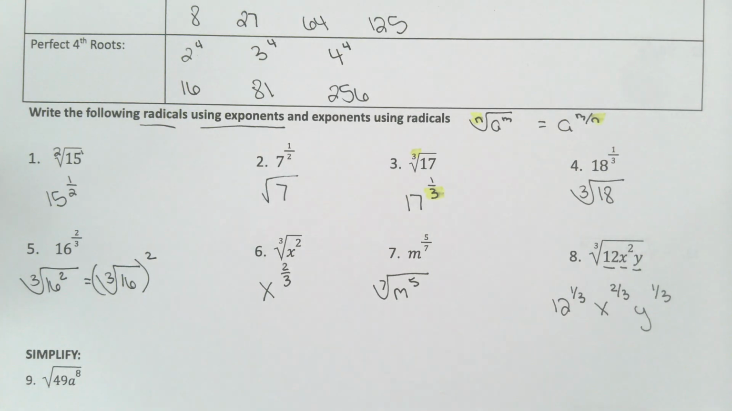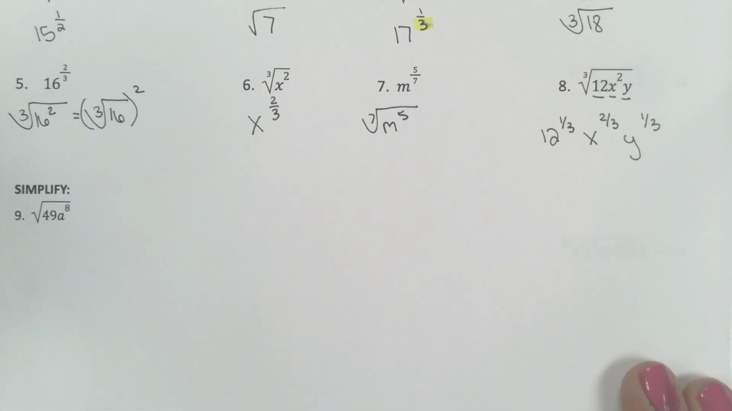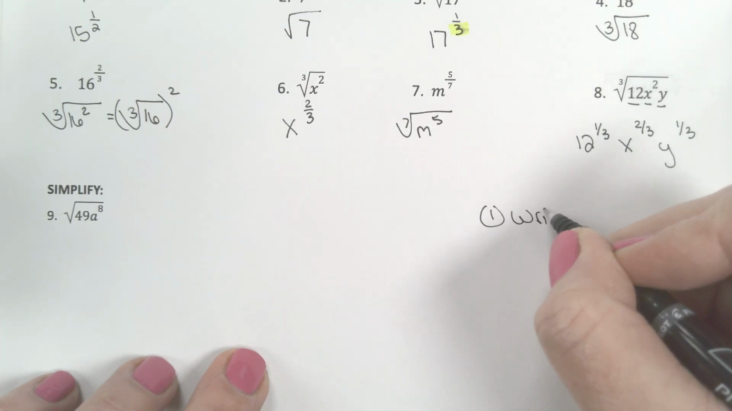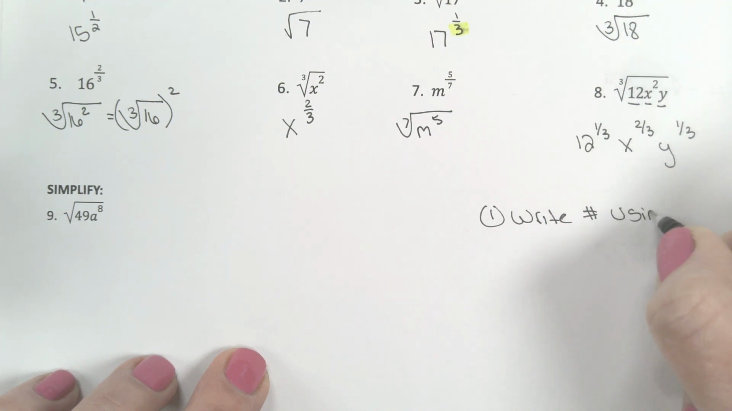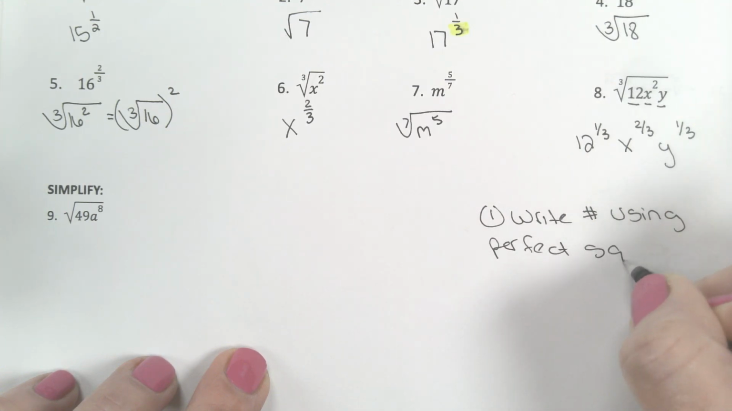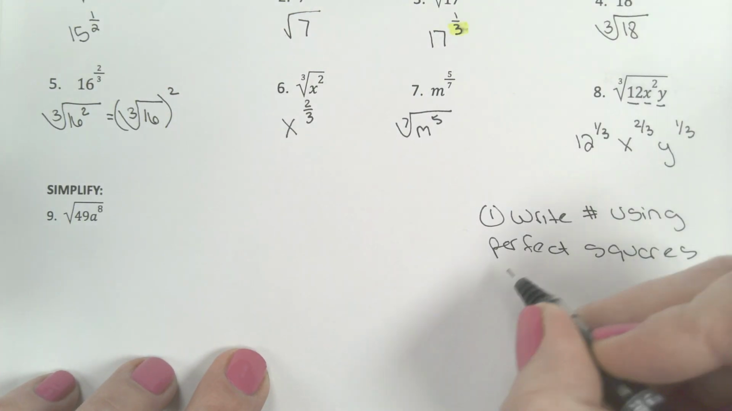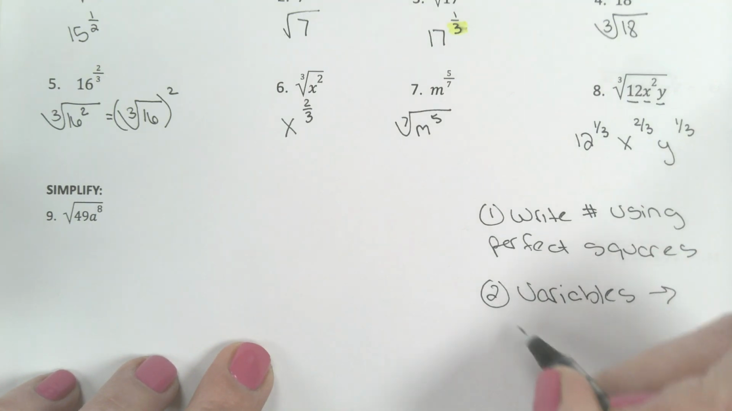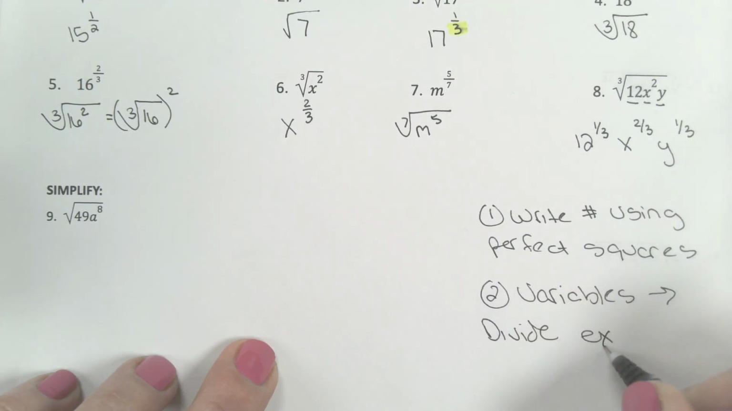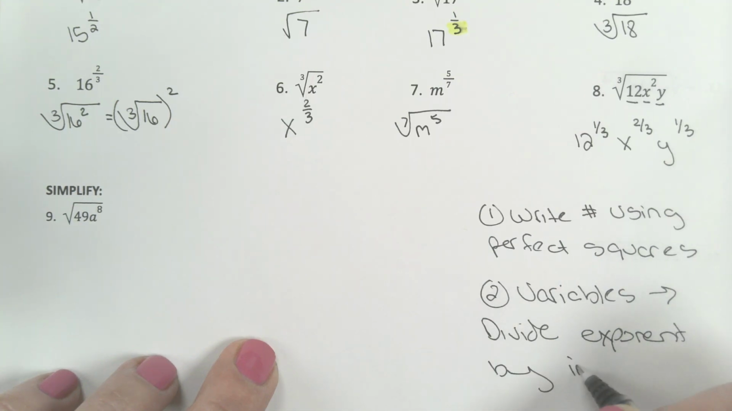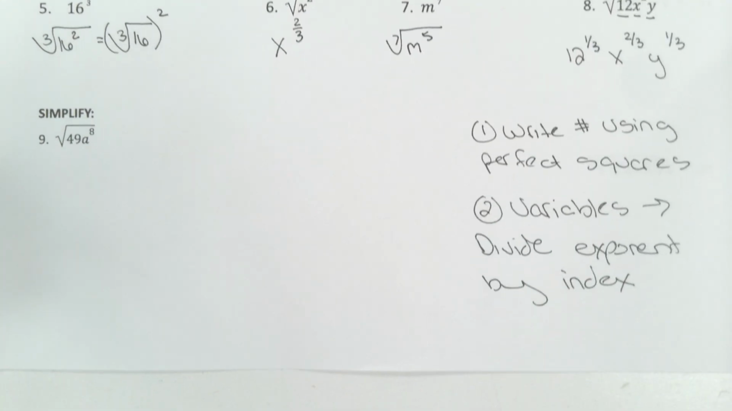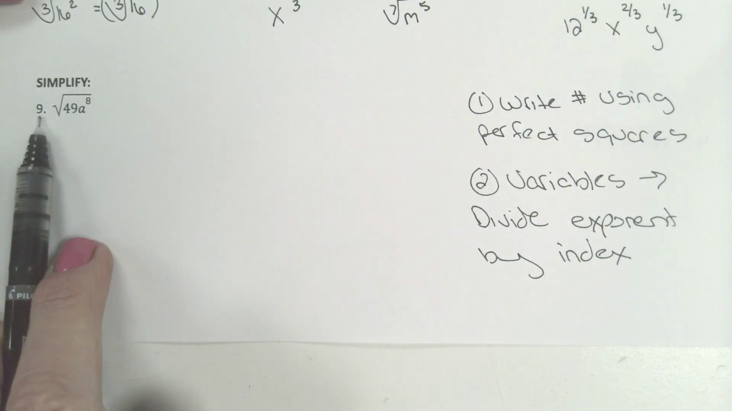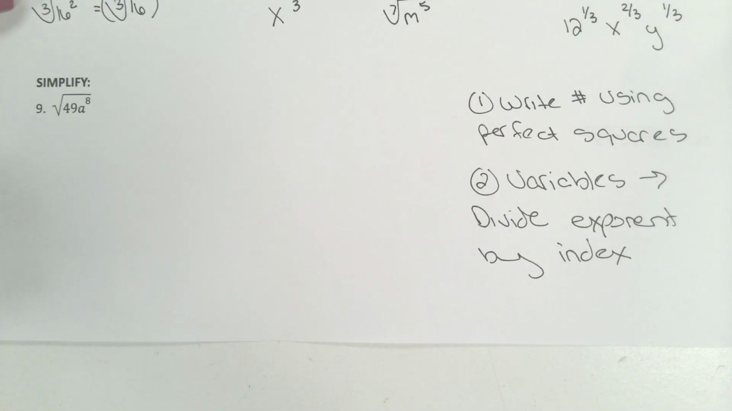All right, so on number 9, we need to simplify. My steps are going to be, number 1, write the number using perfect squares, if it's not already a perfect square. Number 2, you're focusing in on the variables. You divide the exponent by the index. There's no index here. What is your implied index?